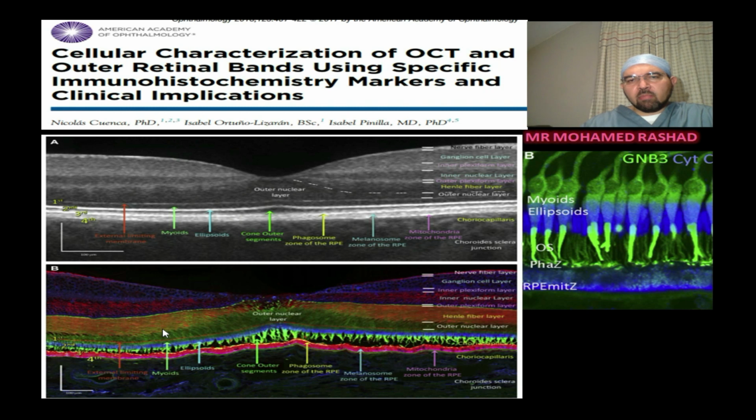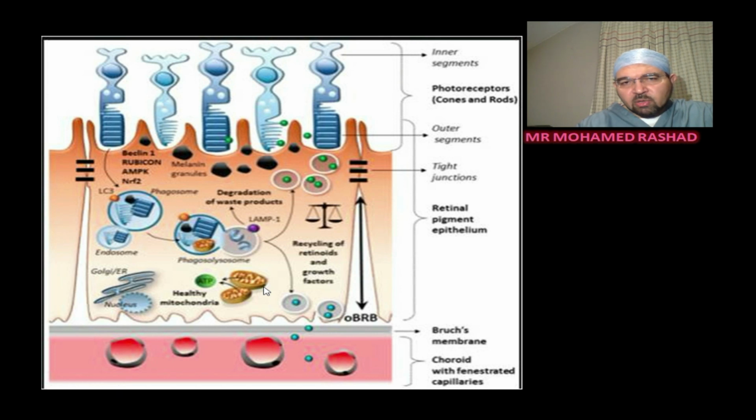And in this article as well, you can see that they identified the Henle fiber layer as our interpretation before, and this is the phagosome zone that is nearly the same as the markers of the outer segment, so it is part of the RPE and part from the photoreceptors. And here is the phagosome zone, which is yellow color, and the RPE, which is the red color here, and then the outer segments here. So the phagosome is the area that is the junction between the photoreceptors and the RPE.